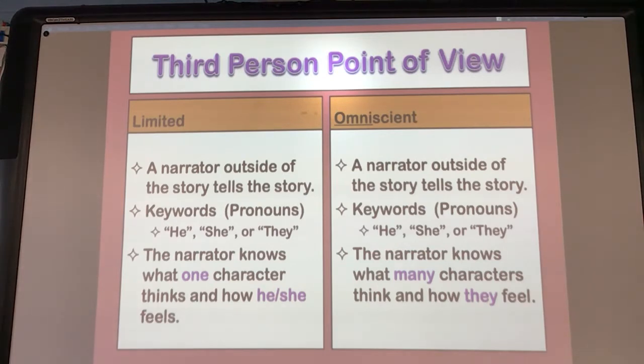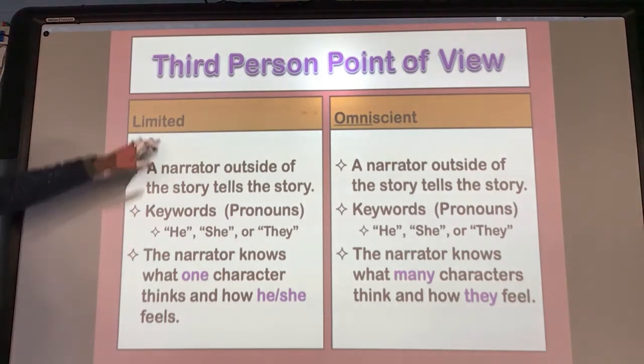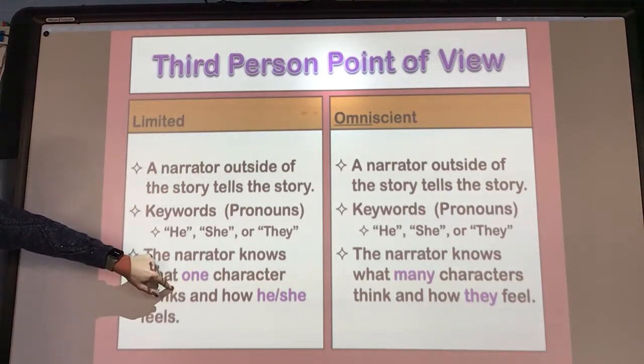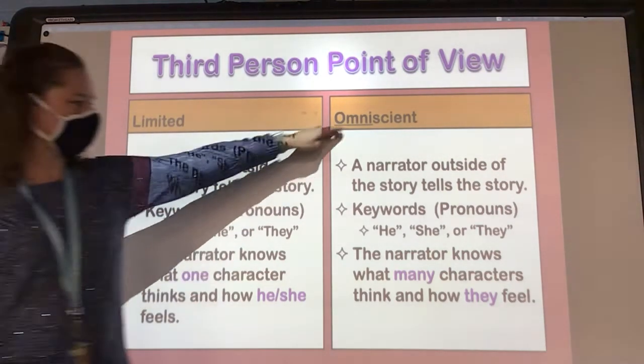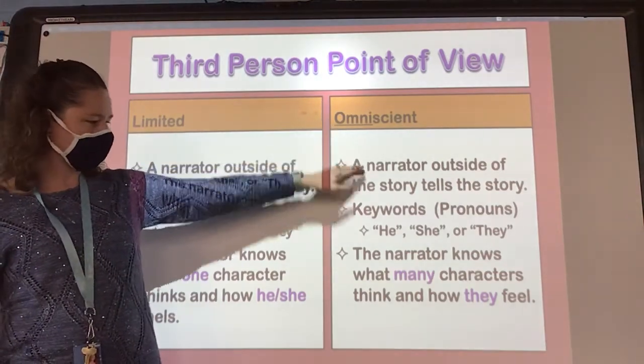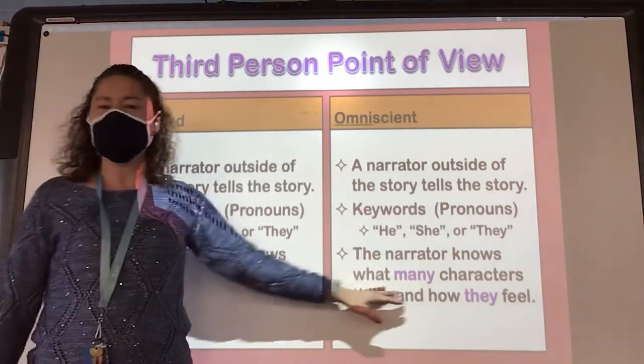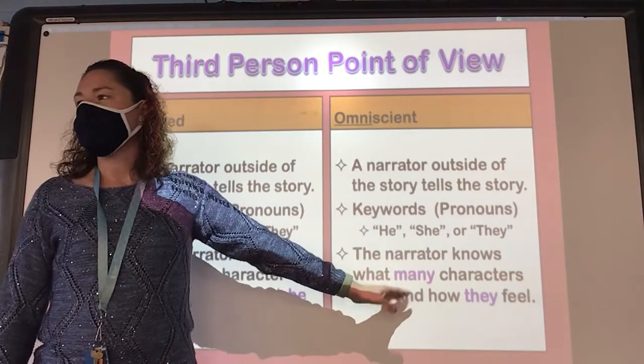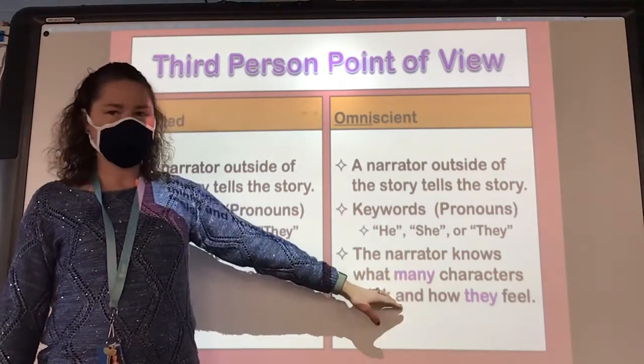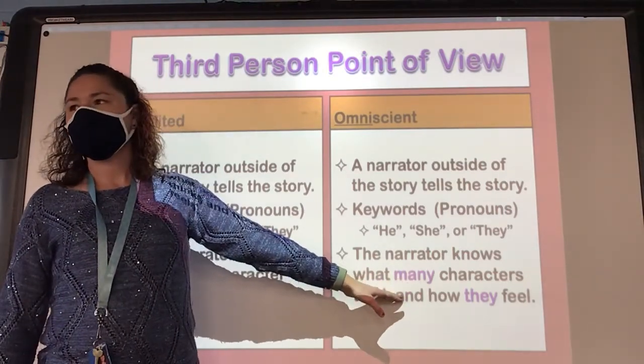The omniscient. Yep. Will we write omniscient down? We're going to talk about it. Is that a point of view? It is a point of view. So limited is your point of view from one character. Omniscient is the narrator outside of the story, but this narrator can tell us lots of information. They can tell us what many characters are feeling or thinking.